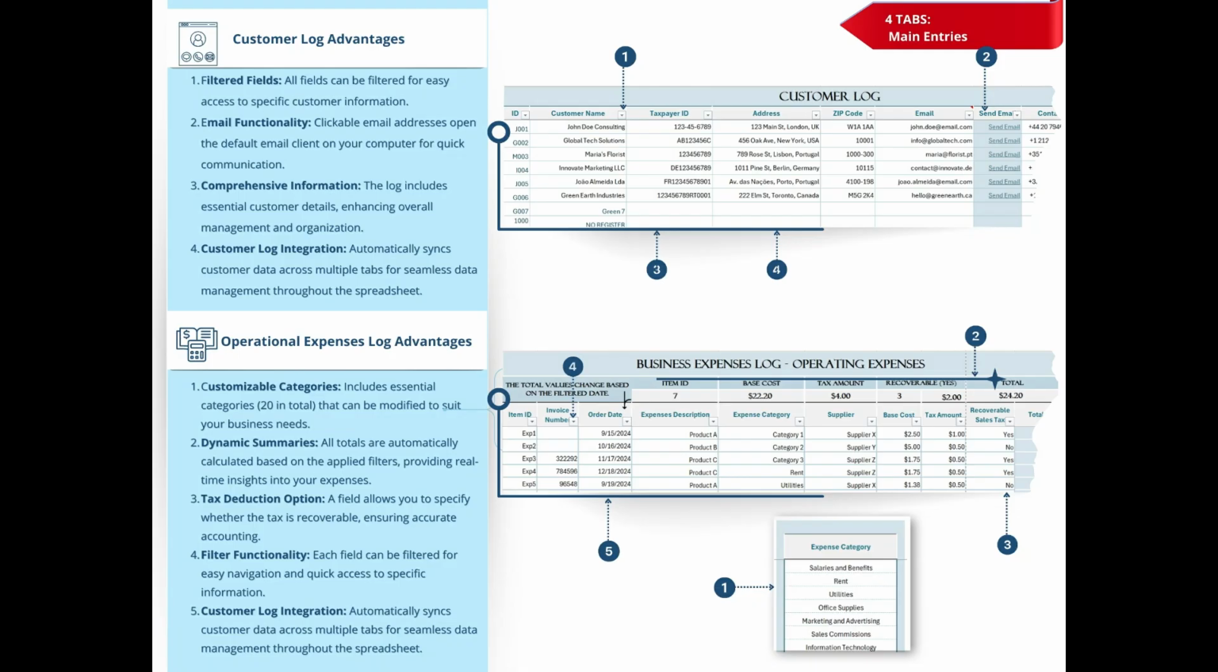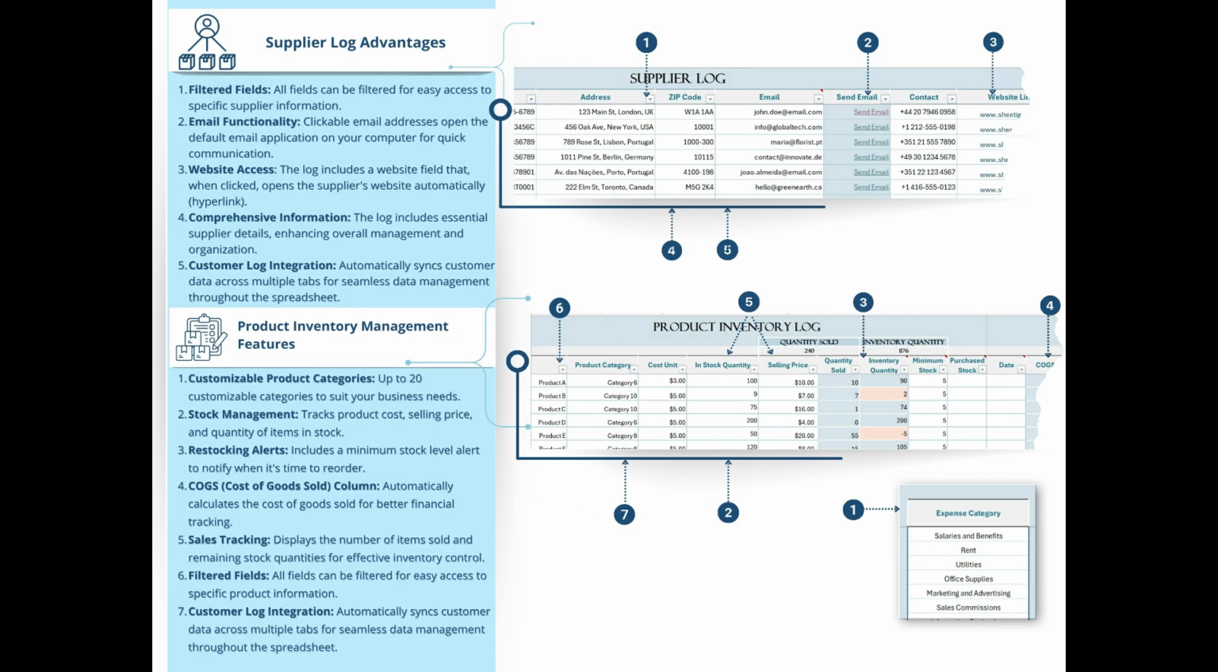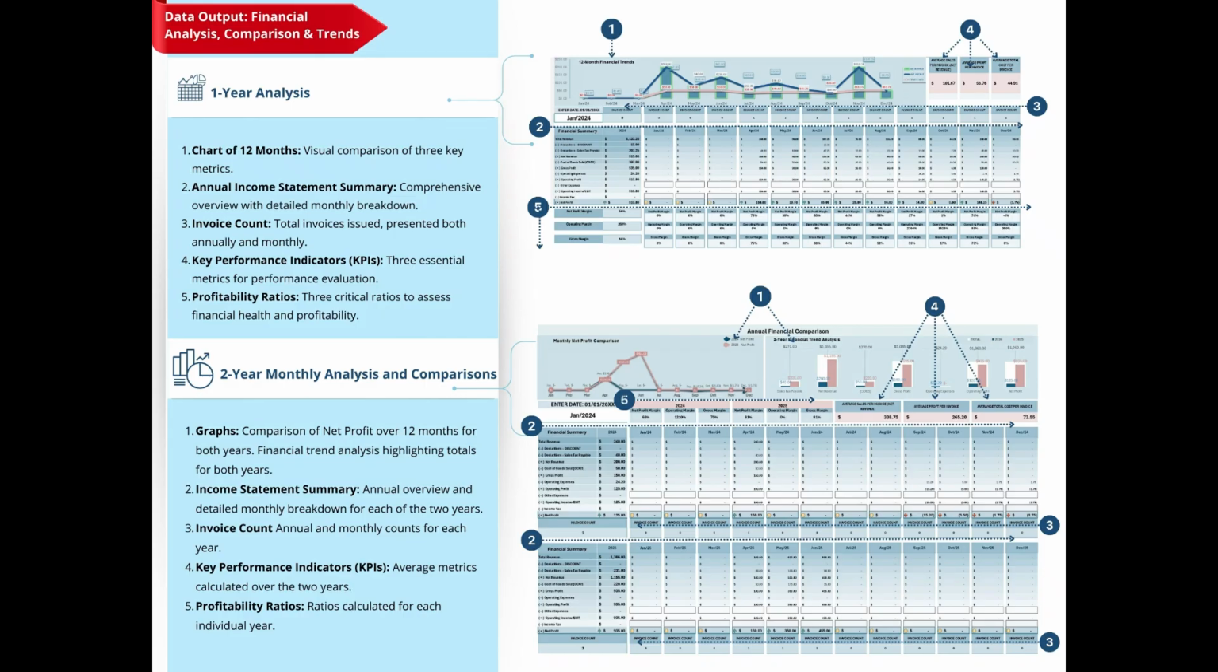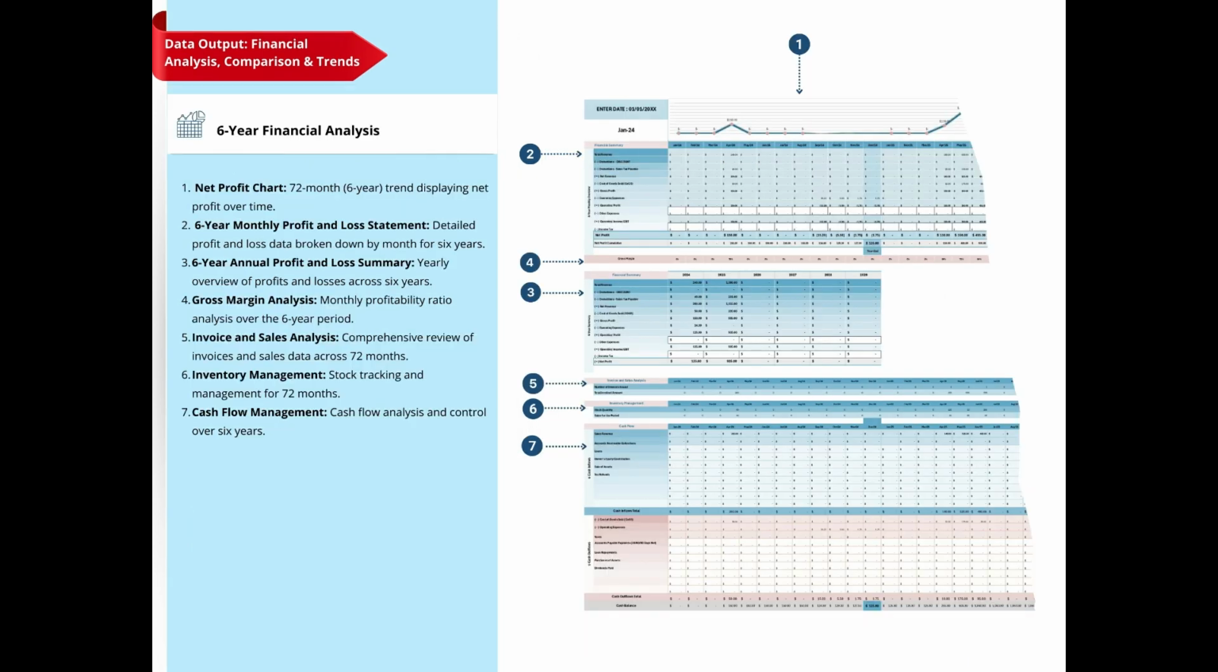Thank you for watching this video about the all-in-one small business management spreadsheet. It's important to note that what you've seen here is just a small sample of the full power of this tool. The complete tutorial covers all 13 tabs of the spreadsheet, offering a detailed view of each functionality: cover, invoice, quote, sale history, 1-year analysis, 2-year analysis, 6-year analysis, customer, expenses, supplier, product inventory, setup, regulatory compliance calendar. Each tab has been carefully designed to optimize your business management, from inventory control to complex financial analyses.